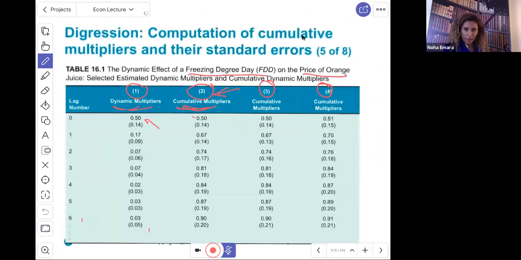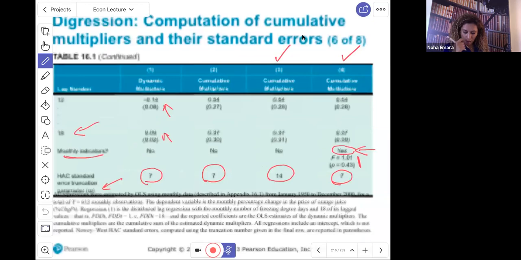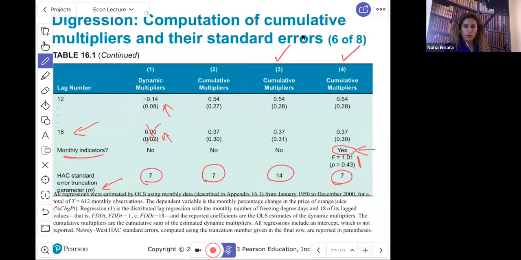But we can actually look at the graph provided and say the only statistically significant effects are the impact effect and the first period dynamic multiplier. That's it, nothing else. Everything else is insignificant. So I really don't see any impact of 18 months ago on today's price of orange juice. These are additional information for us. Monthly indicators, we don't have any, using 7 lags for the truncation parameter.